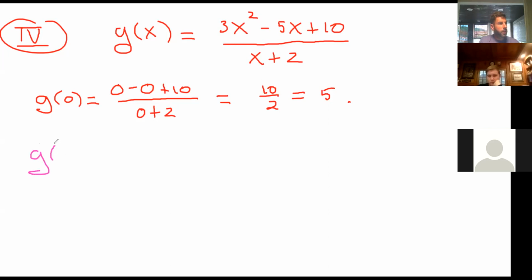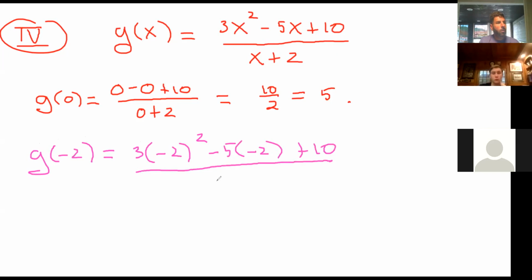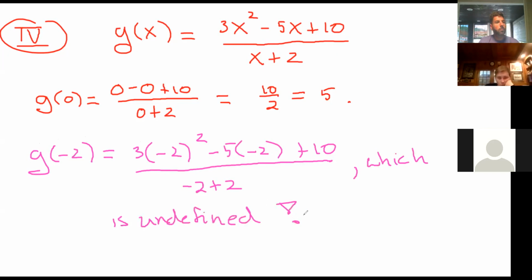What if we plugged, say, -2 in here? Let's go real slow with this one. 3 times -2 squared minus 5 times -2 plus 10, all over -2 plus 2, which again is undefined. Why is it undefined? Because I have 0 in the denominator. Does anybody have a question about that?